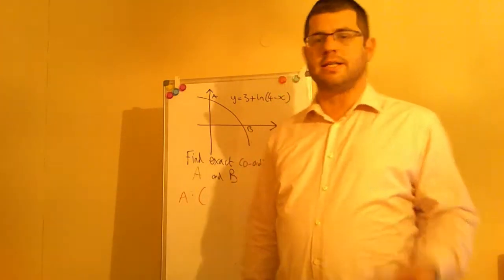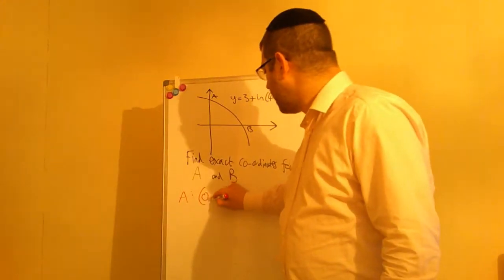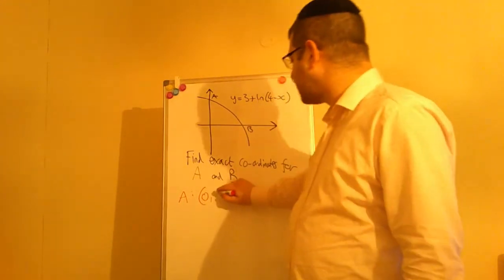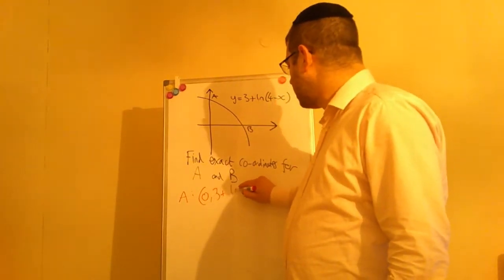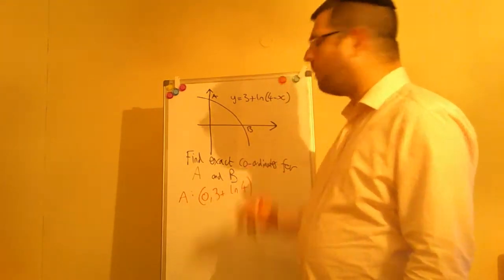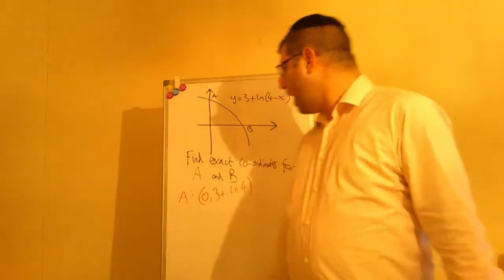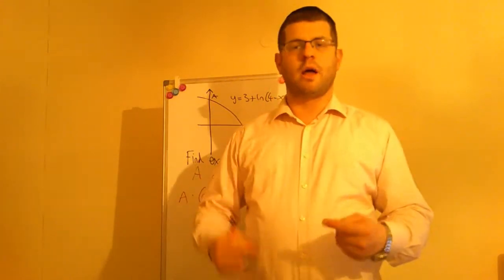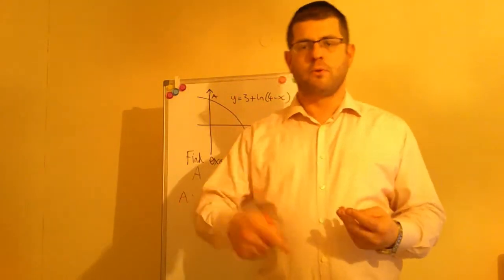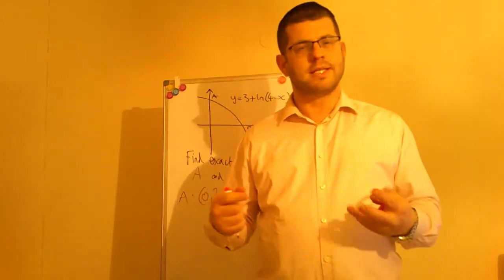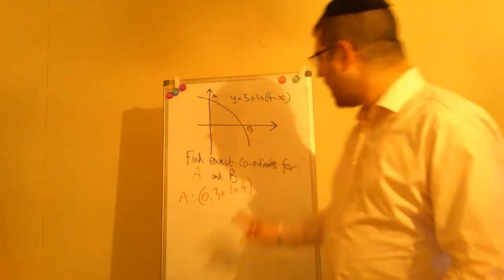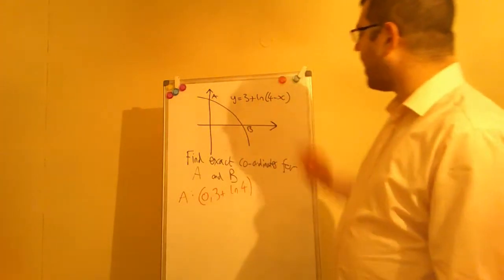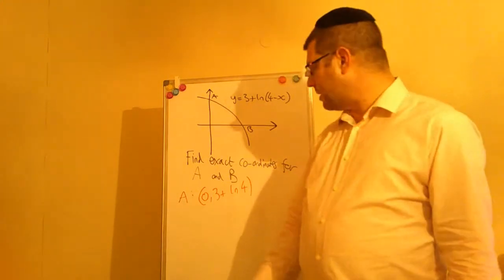A is very easy. X is 0, and it's 3 plus ln 4, or ln 4 plus 3. I prefer you write 3 first, because I'm worried if you write ln 4 plus 3, then it'll turn into ln 7. Ln 4 plus 3 is not ln 7. The plus 3 is separate from the ln. Anyway, that's the answer for A. 0, 3 plus ln 4.